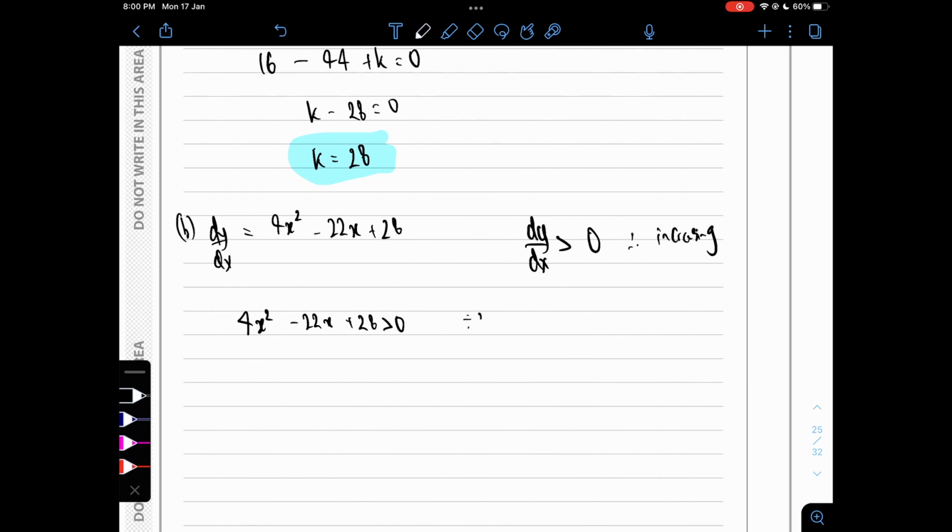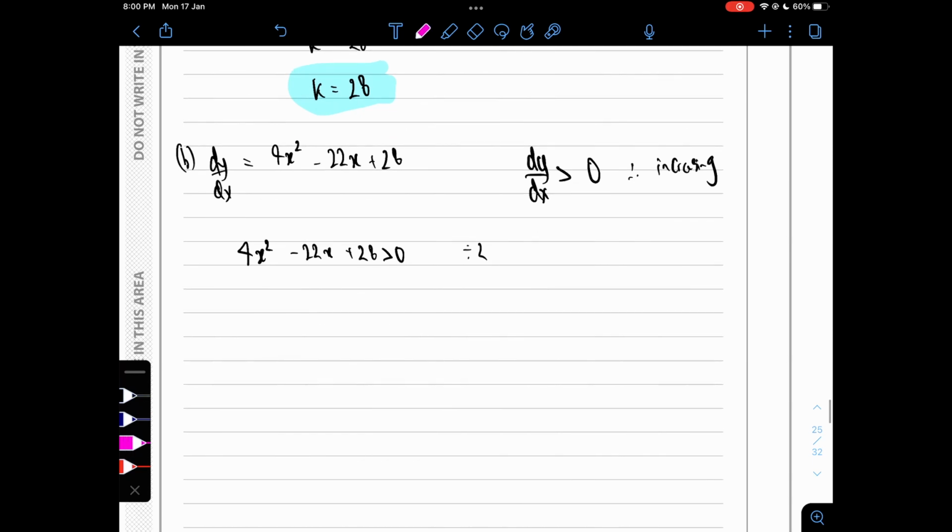Let's divide by 2 here to get 2x squared minus 11x plus 14 greater than 0. Can we just solve this? No, we have to convert this into an equation. So 2x squared minus 11x plus 14 equals 0. So now we can get the critical values.